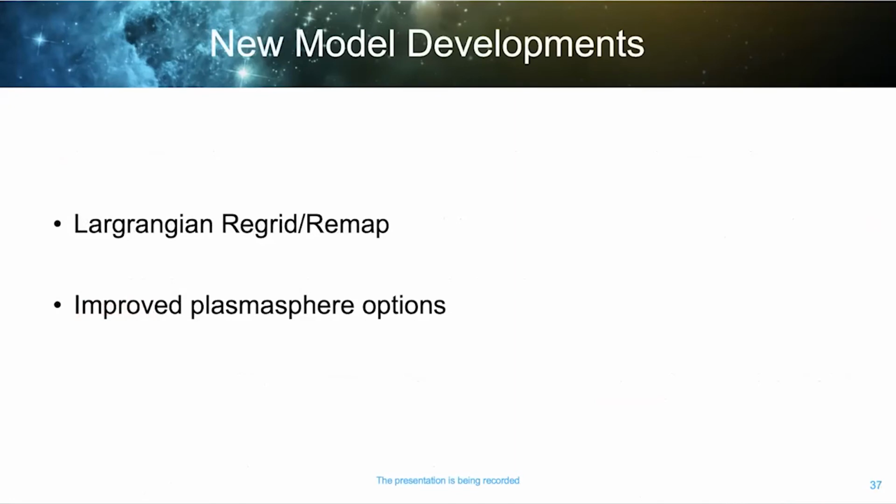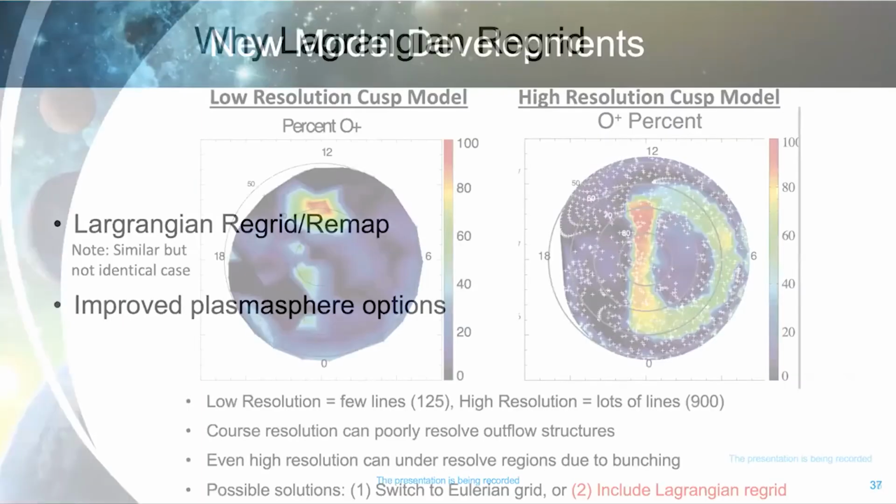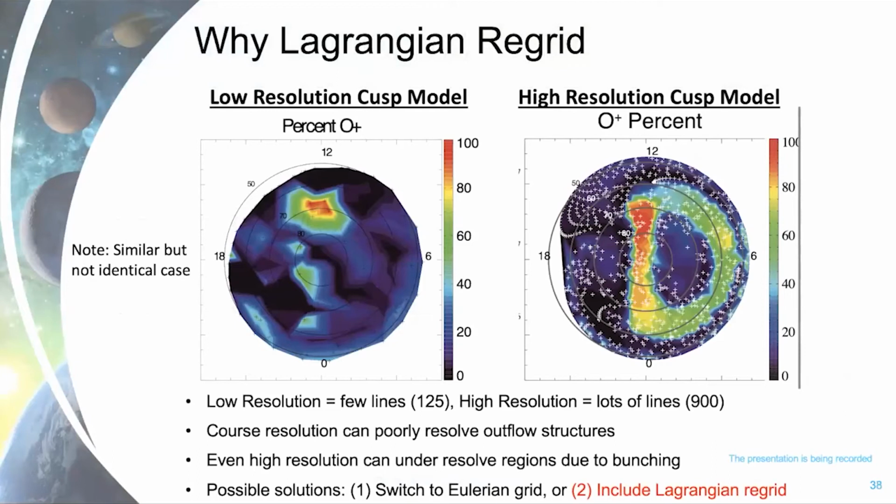So I'd like to finish up the talk by moving on from some science studies and talk about the future a little bit. And what are some new model developments that I've been working on, that are coming down the pipe, and can lead to some improved future studies. So the first one I want to talk about is Lagrangian Remap.